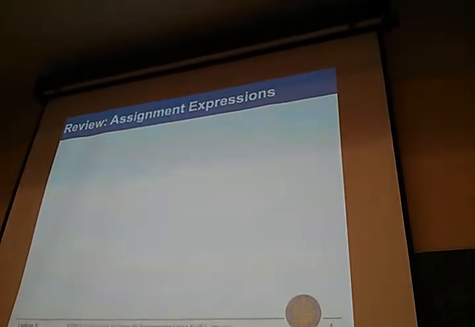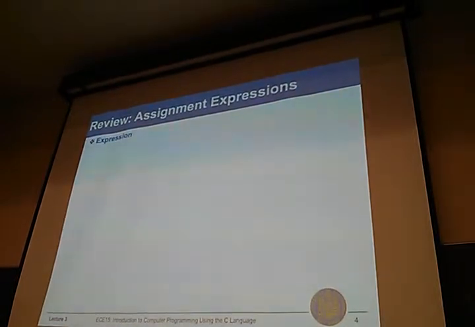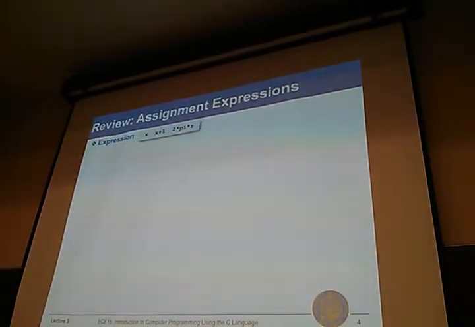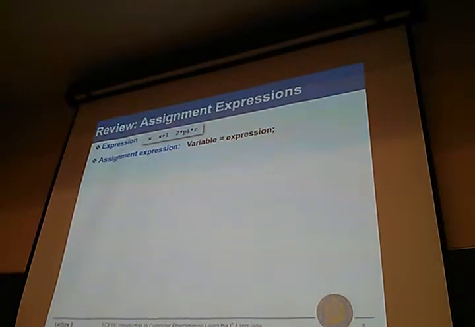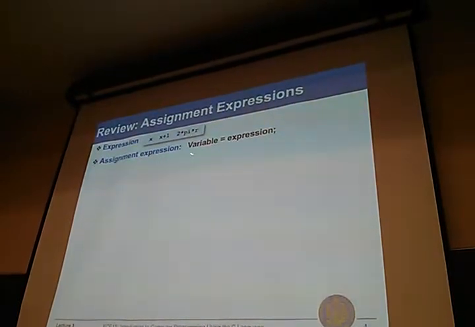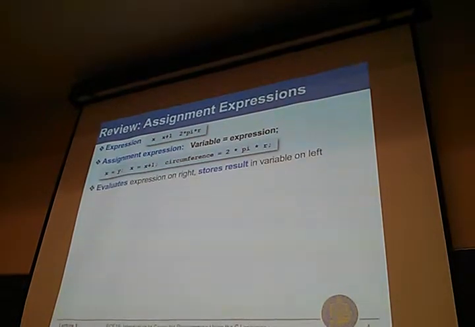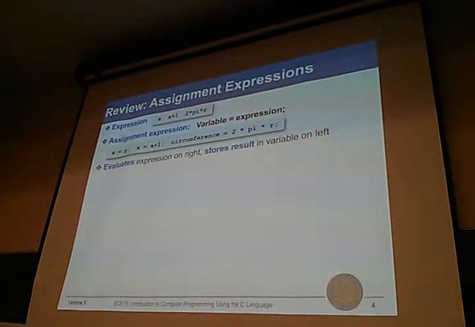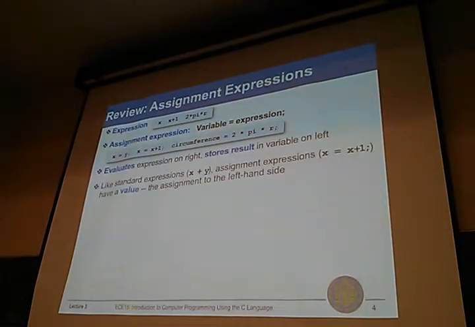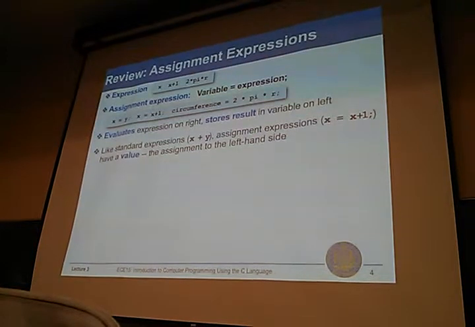So we talked about the assignment, right? And how assignment was a little different than the other types of expressions we went over. These are examples of mathematical expressions, and you can assign an expression simply by having a variable on the left side of an equal sign. These were all examples of assignment. When you have an assignment, it evaluates the expression on the right and stores the result in the variable on the left.